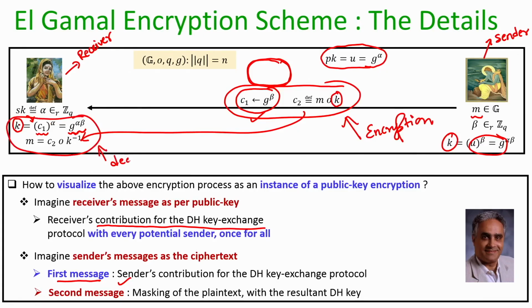A very cool observation, which unfortunately Diffie and Hellman missed. And that is why Taher ElGamal got whole credit of inventing this crypto system.